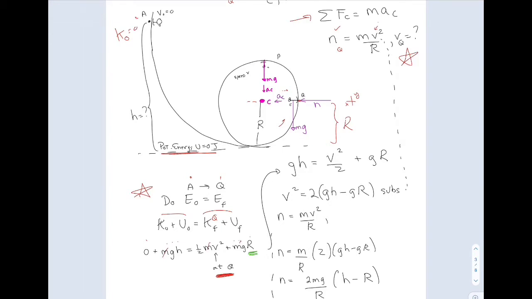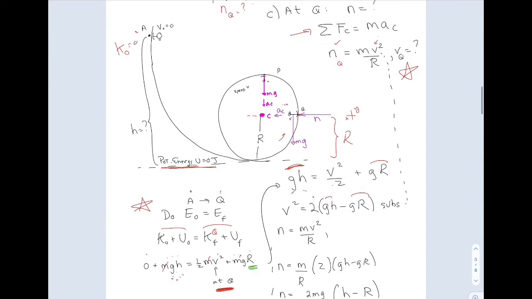Okay, and then I have gh here. There's gh. Okay, and then I got v squared over 2 plus gr. I solve this for v squared. So gh stays here. I brought the gr over, made it negative, and multiplied by 2.